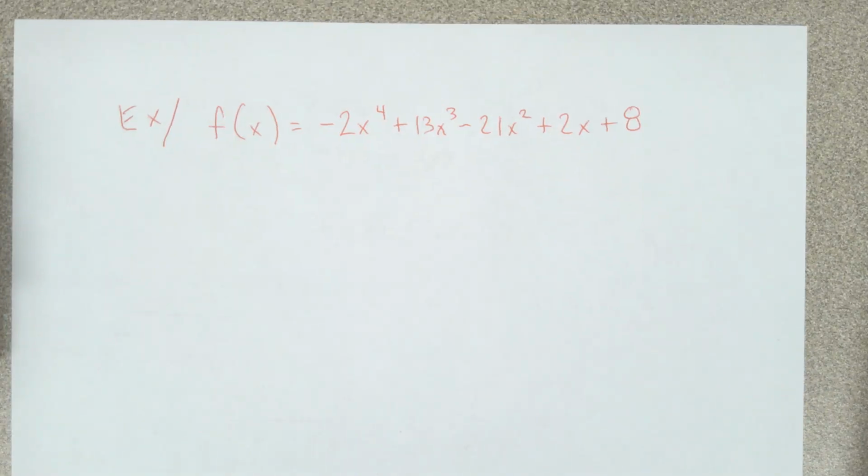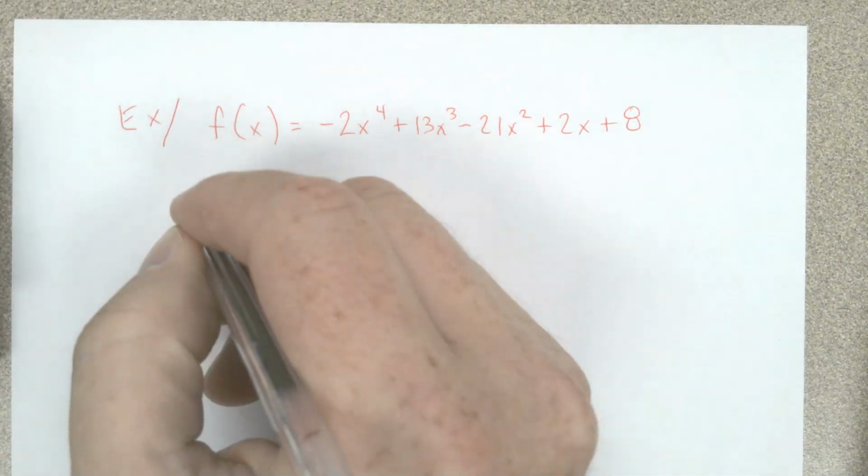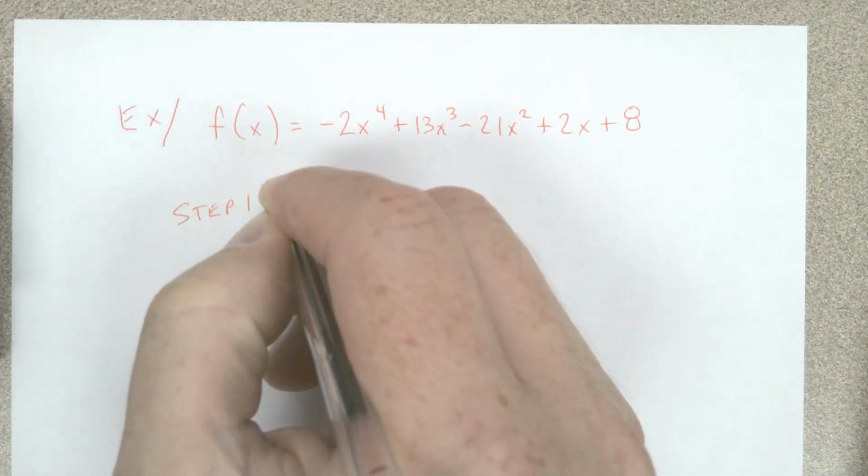Okay, let's go ahead and take a look at a second example, again, where we've got a little higher order here. So we've got a higher order of 4. So step 1, as we said, we're going to find our p's and q's.